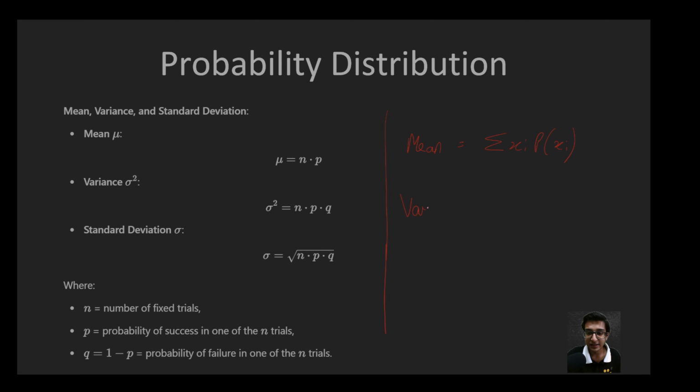And for variance, the formula is sigma xi square into p(xi), minus mu square. And of course, mean is represented by mu. Mean can also be represented by E(x). So remember this thing. In questions, they can give you that E(x) is something. So you have to understand that it is the mean that they have provided to us.